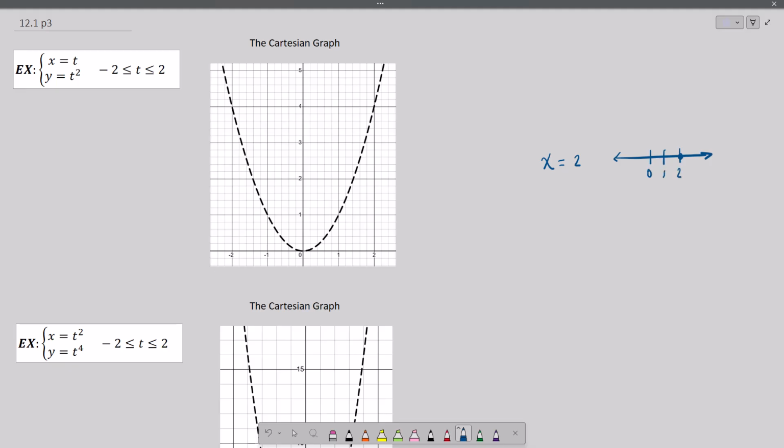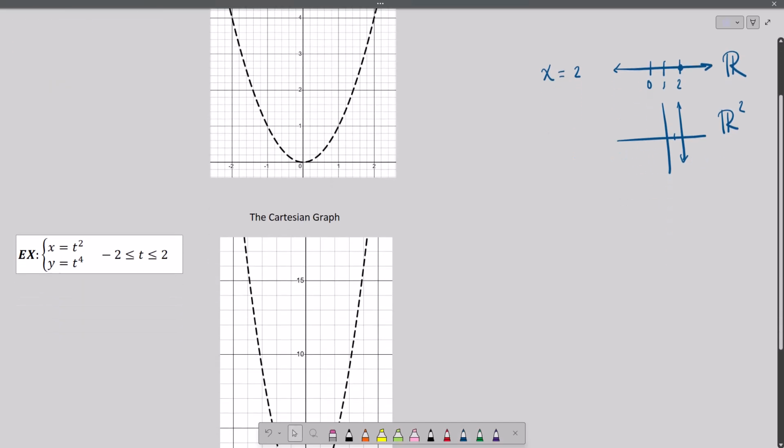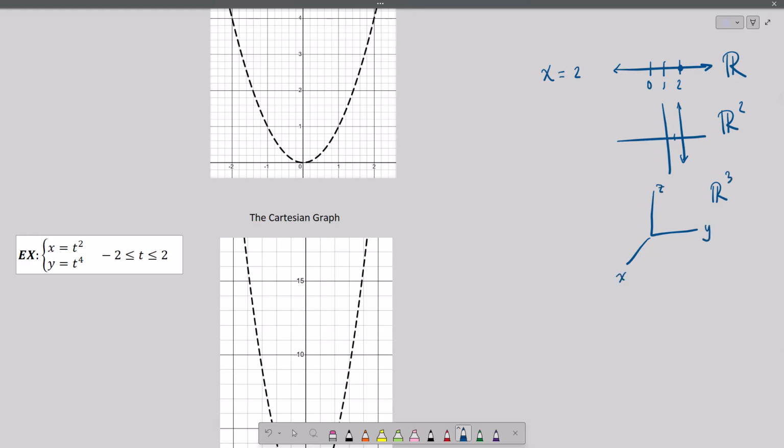So this is R1. If you're in 2-dimensional space, totally agree. That's the picture of x equals 2 in R2. If you're in R3, it's actually a plane. So in R3, the coordinate system is set up this way, and x equals 2 is right there.